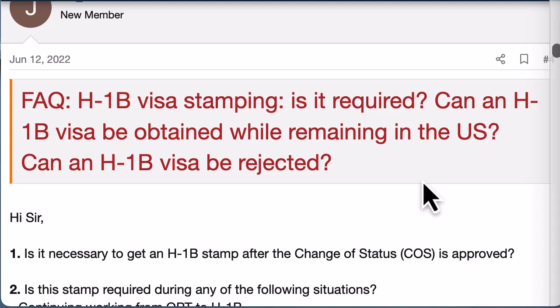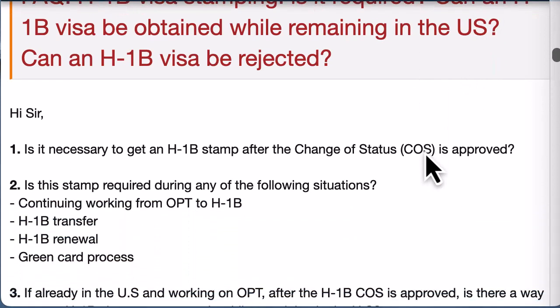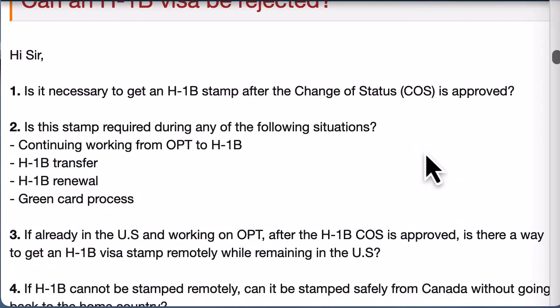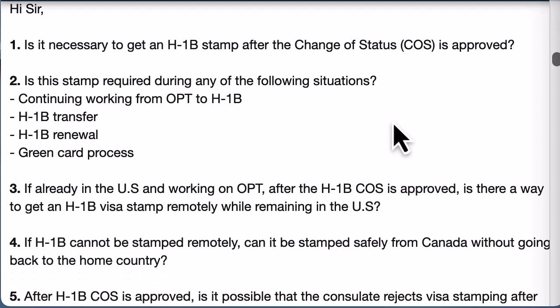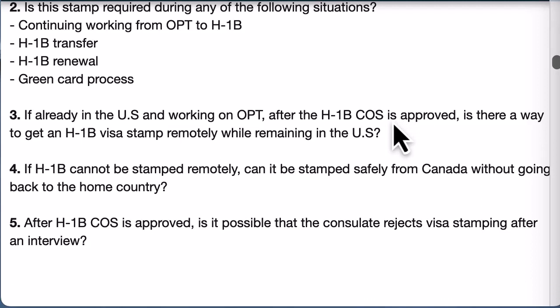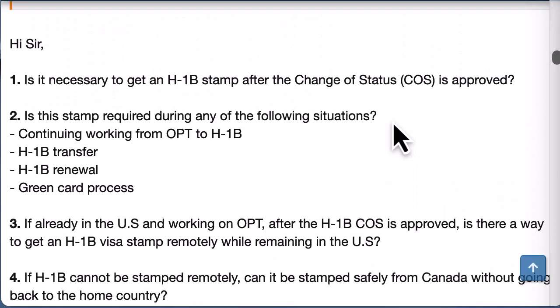Let me make sure I got all the questions. So is the H-1B stamping required for H-1B transfers? No. Is it required for H-1B renewals? No. Is it required for green card process? No. As long as you are maintaining status, there is no need for any of this. I think I've covered all the questions.